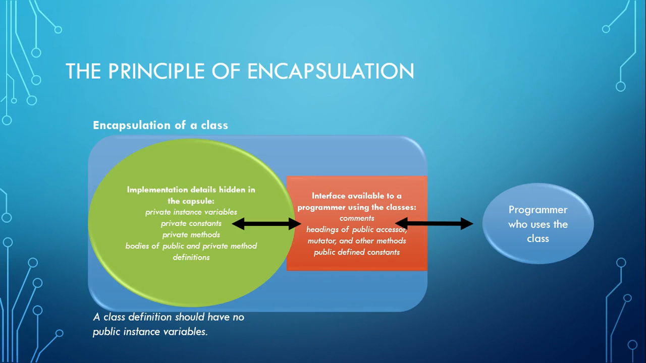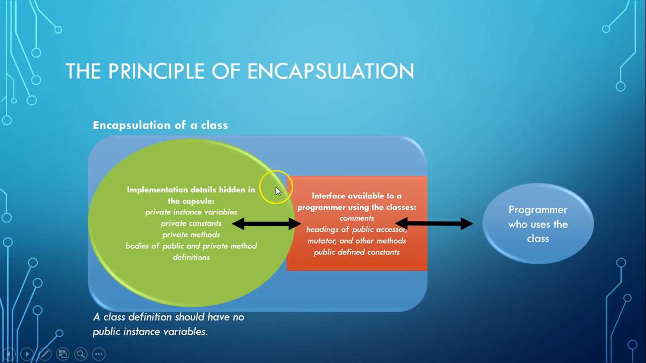So this all ties, of course, into encapsulation. This is the principle of encapsulation, and in this diagram here, we have the encapsulation of a class. First thing to note is that a class definition should have no public instance variables. And when we look at the encapsulation, the first thing to look at is this right here: the implementation details hidden in the capsule.